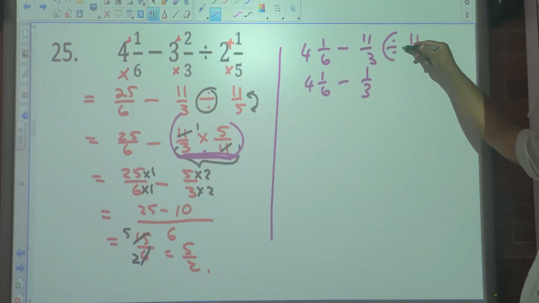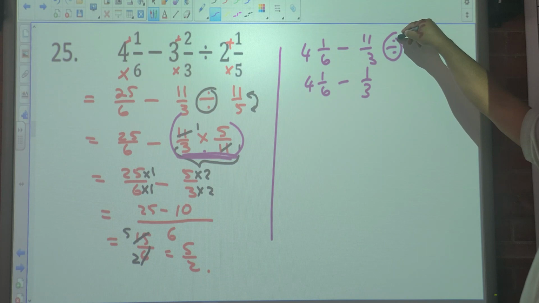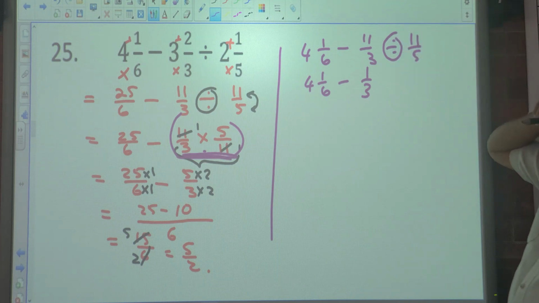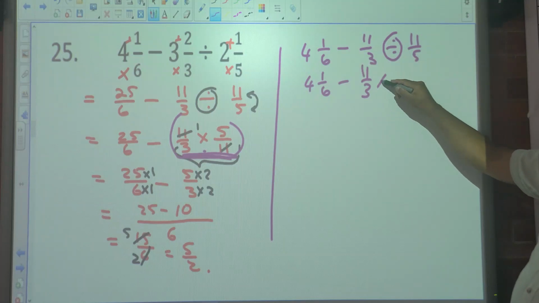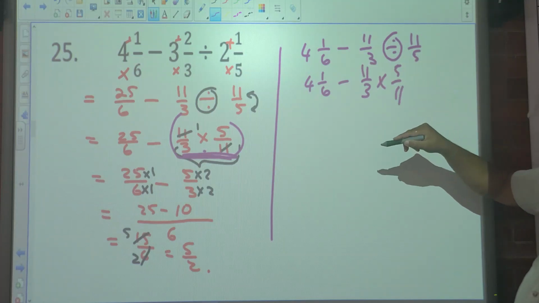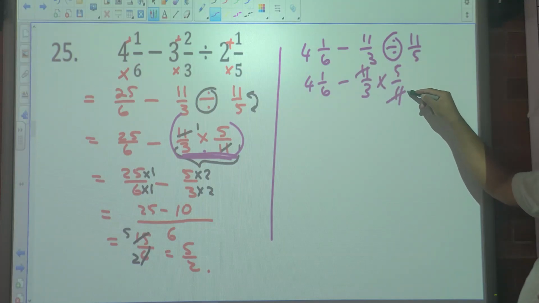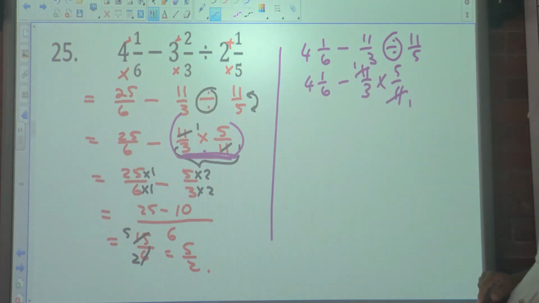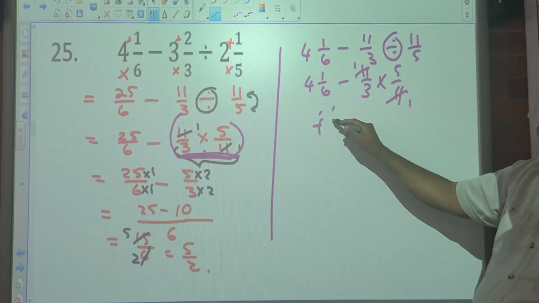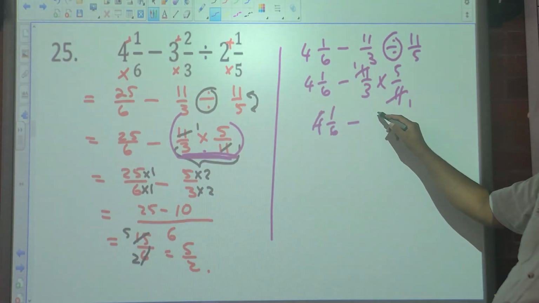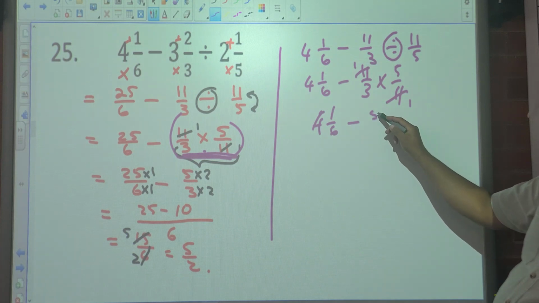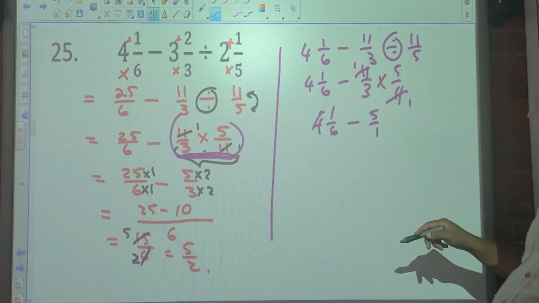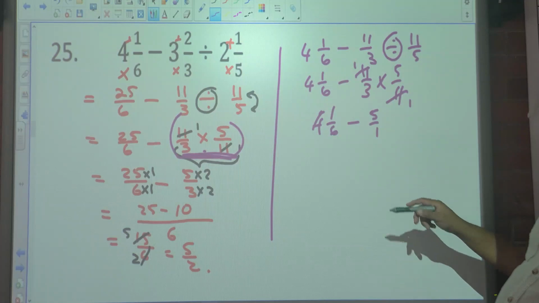So you change that to multiplication. Yes, sir, I swapped the numbers. So you swapped it around, so you got that. And then my third step was 4 and 1 over 6 minus 1 third times 5 over 1. 5 over 1. And then I said 4 and 1. Now where's the 3?